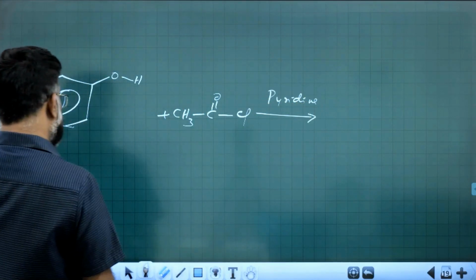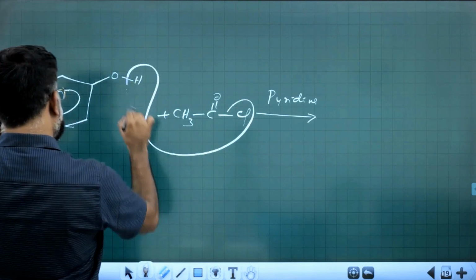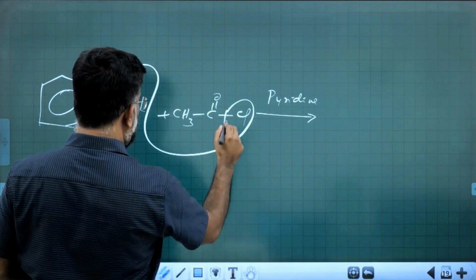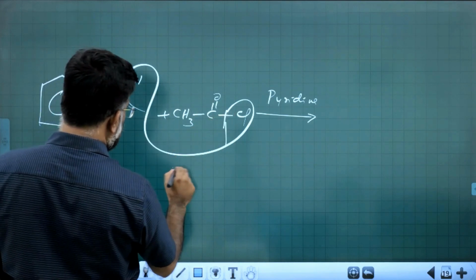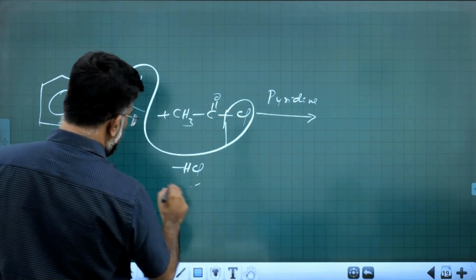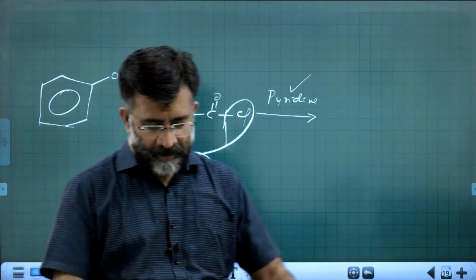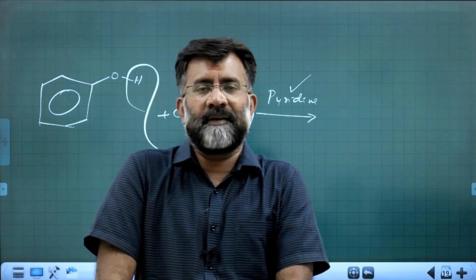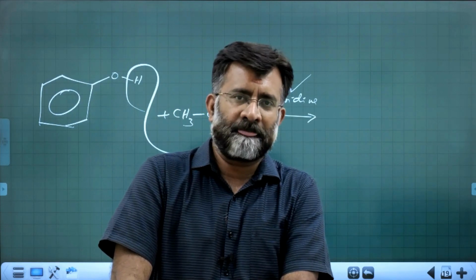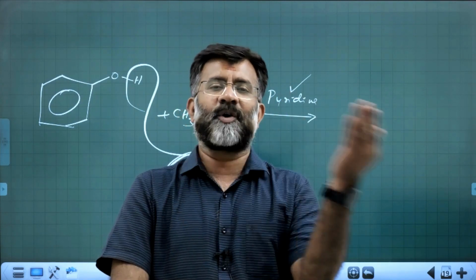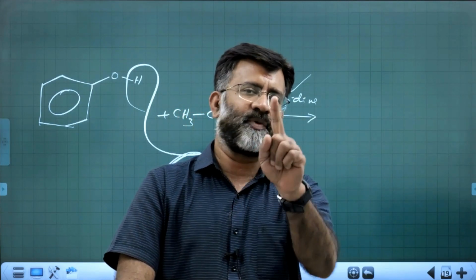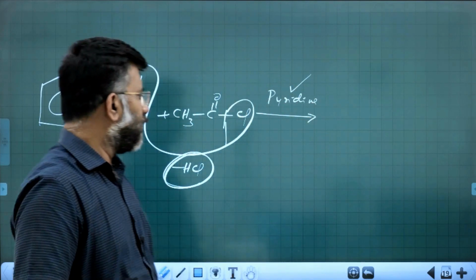What is the net result? You see that Cl goes out, H and Cl go out as HCl, and this HCl is withdrawn by pyridine. Pyridine is a base, and that can withdraw the HCl formed. That can facilitate the forward reaction. That is the purpose of using pyridine. All of you know that.